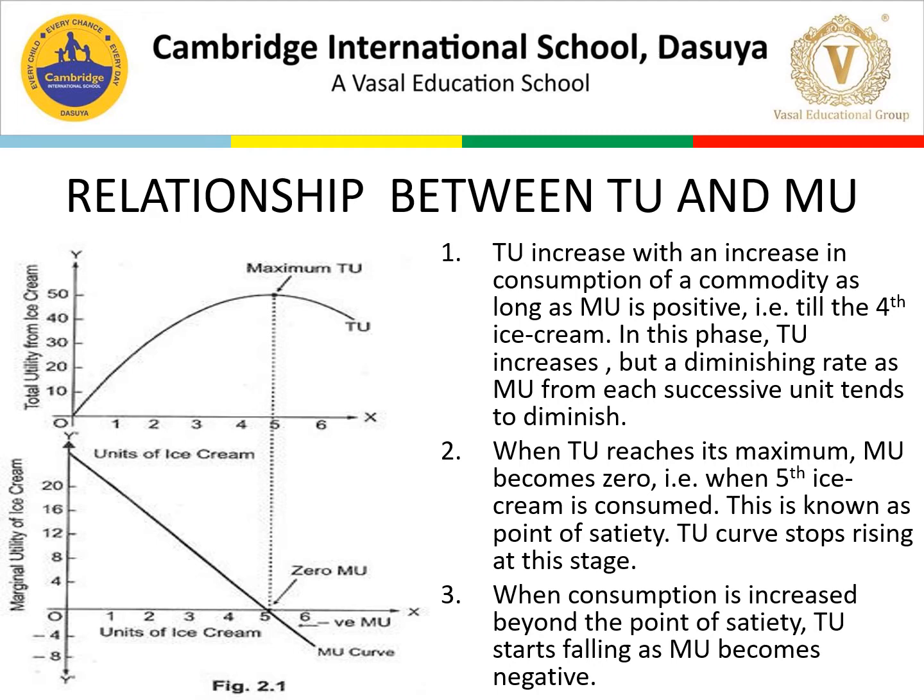Now in this phase, TU increases but at a diminishing rate. So TU is always increasing but at a much lesser rate, a diminishing rate. But MU from each successive unit tends to diminish. So MU will start declining. You can see the line of the MU curve. It starts declining, and till the fourth unit it is positive but declining. But if we are talking about TU, that is always increasing.